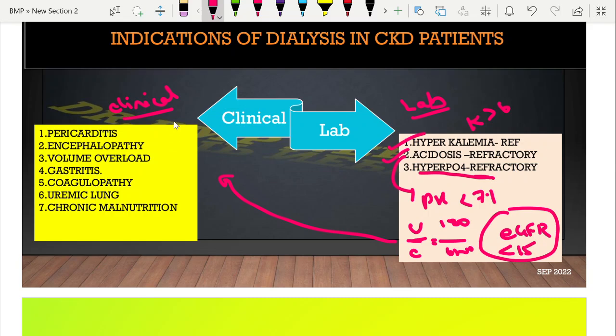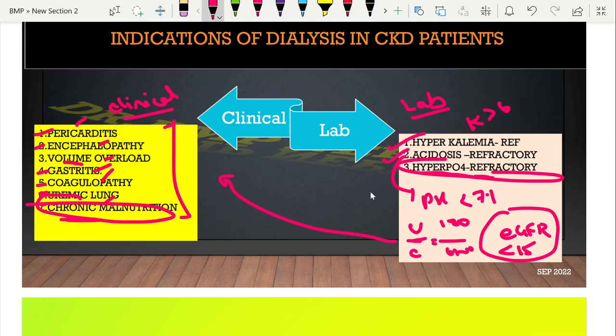there is a chance the patient will develop all these uremic features from head to foot: uremic pericarditis, uremic encephalopathy, volume overload, gastritis, coagulopathy, uremic lung, chronic malnutrition. Even though volume overload is not a uremic manifestation, it is water accumulation. So the rest, 1, 2, 3, 4, are the uremic things. In CKD, what is the difference with respect to AKI and CKD? Chronic malnutrition forms an indication and hyperphosphatemia forms an indication in CKD. This is with respect to CKD.